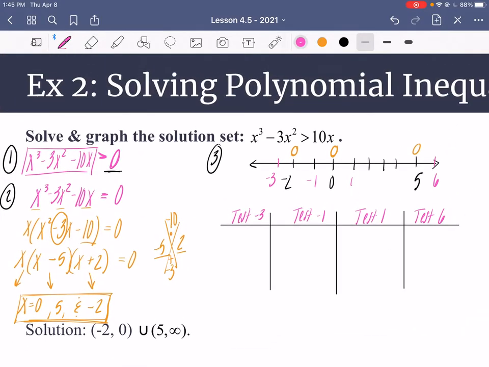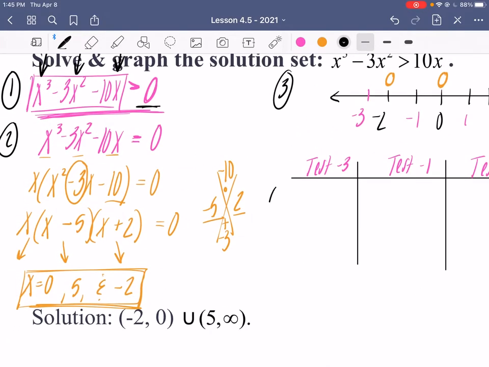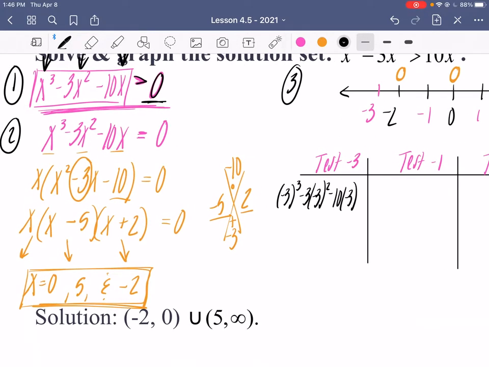Okay, then I go back here to step number 1, and I look to see what the polynomial inequality was, and I plug all these values in for the x's in the equation. Okay, so I need to see, is negative 3 cubed minus 3 times negative 3 squared minus 10 times negative 3, in fact, greater than 0? Okay, so I'm going to simplify this. This is where you might want to grab out a calculator just to help you out a little bit.